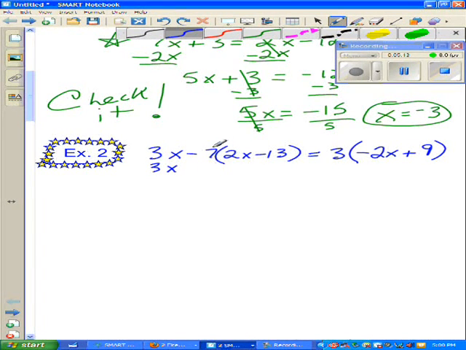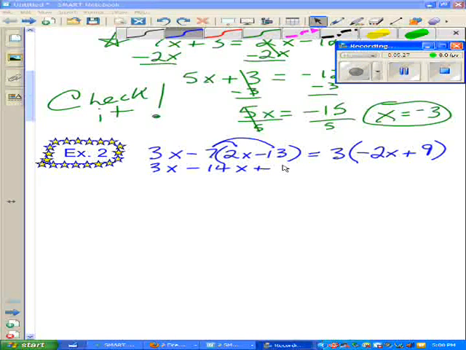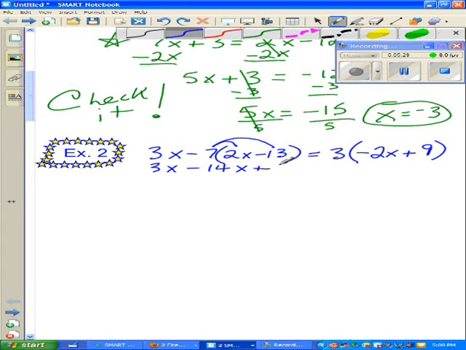First thing we're going to do is distribute this -7. It's going to give me a -14x. -7 times -13 is positive 91 equals. Once again, distributive property, bang, bang. That's going to give me a -6x, and 3 times 9 is 27.